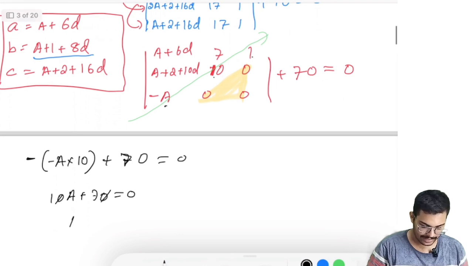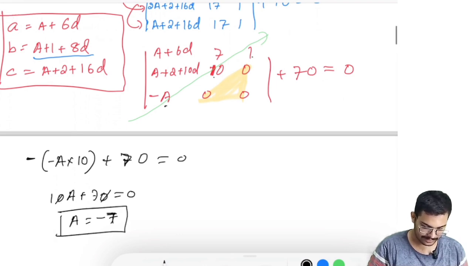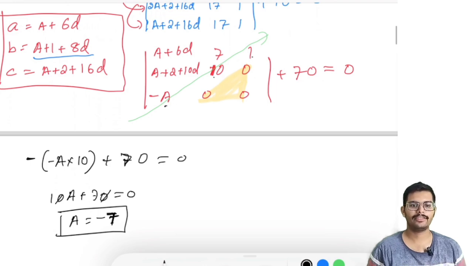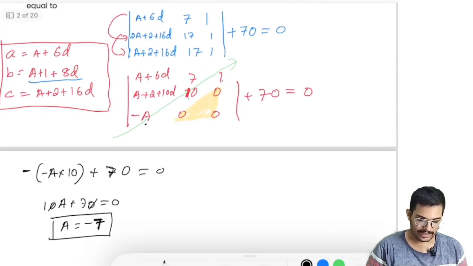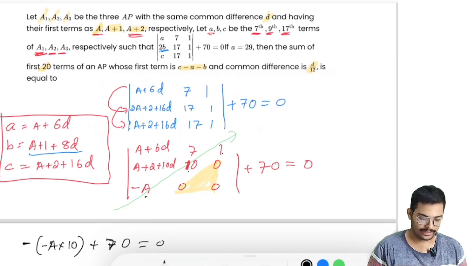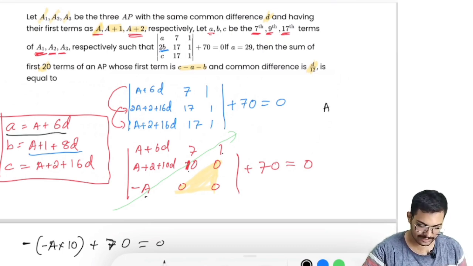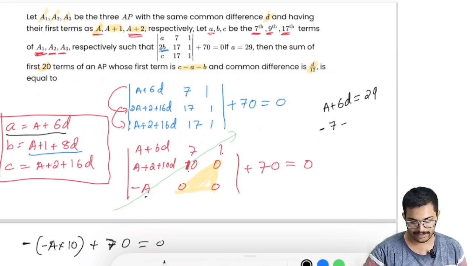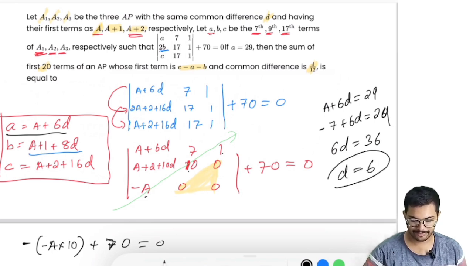10, 10 cancel, A equal to minus 7. We have found the value of A as minus 7. Now, they have given A plus 6D equal to 29. If A plus 6D equal to 29, and A value is minus 7, then minus 7 plus 6D equal to 29, 6D equal to 29 plus 7, 36, D value equal to 6.